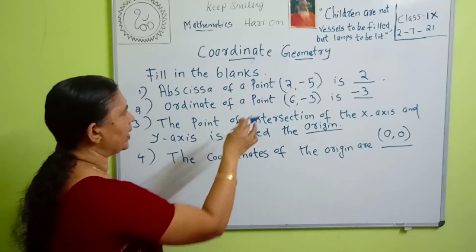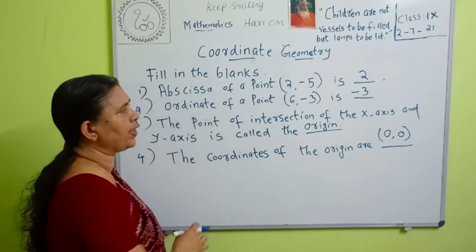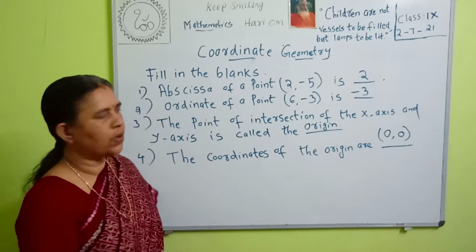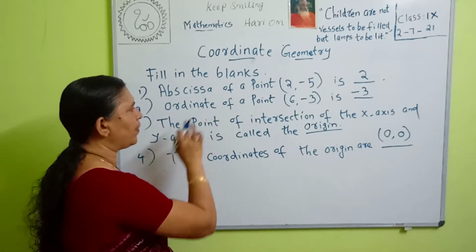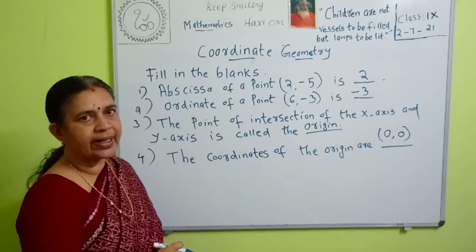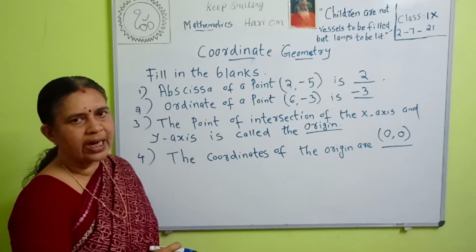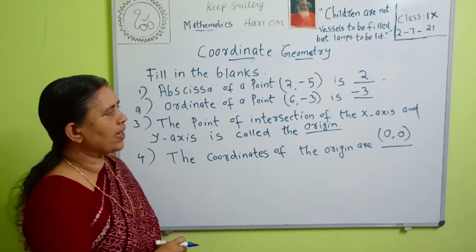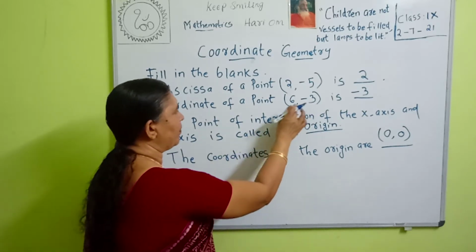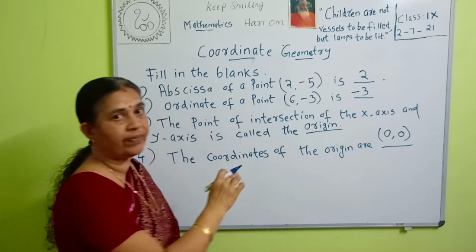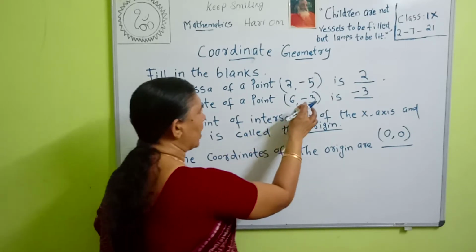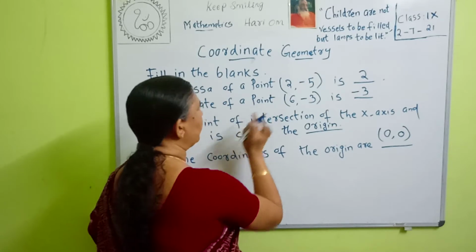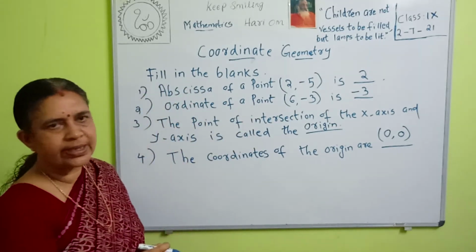So, the abscissa of the point (2, -5): abscissa means the x coordinate. What is the x coordinate here? 2. So the abscissa of the point (2, -5) is 2. Second one, ordinate of the point (6, -3). Ordinate means the y coordinate. First we write the x coordinate and second we write the y coordinate. So the ordinate of the point (6, -3) is -3.